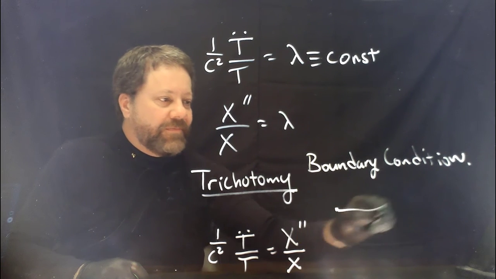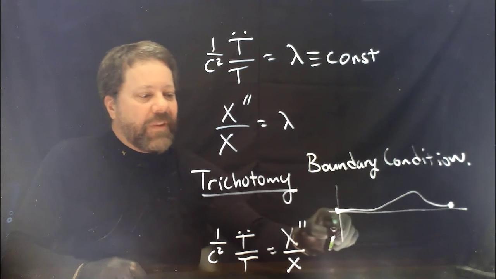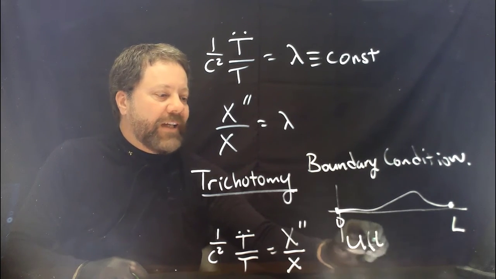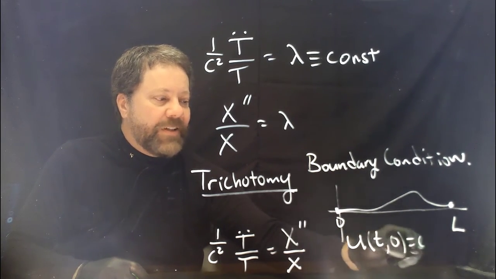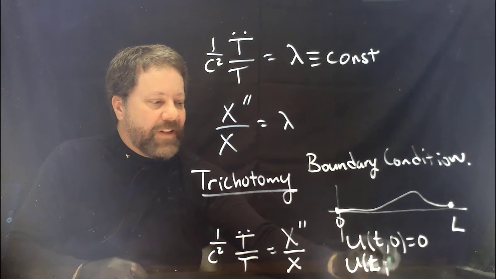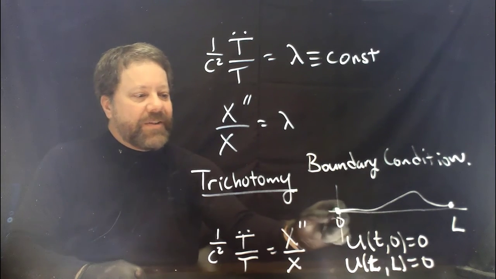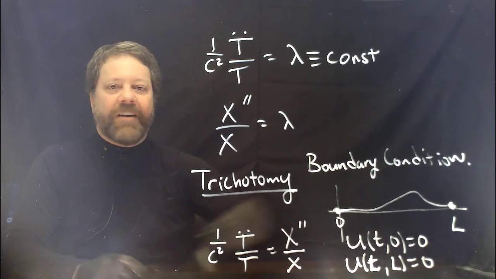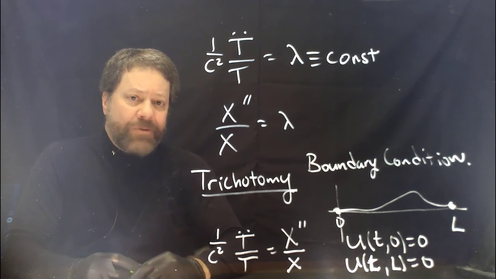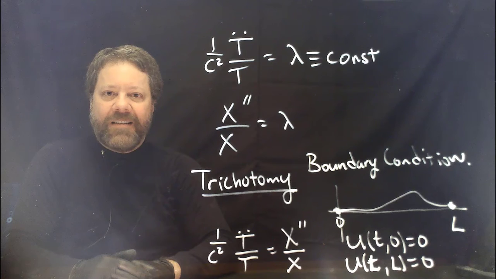On a string, let's suppose that we put our coordinate system here at 0 and at L. We should assume for all time at 0 the displacement is 0. And for all time the displacement at L is also 0. The string is going to be fixed at both endpoints and just vary in between. So, how are we going to have these boundary conditions satisfied? And what do these boundary conditions tell us about the sign of lambda?